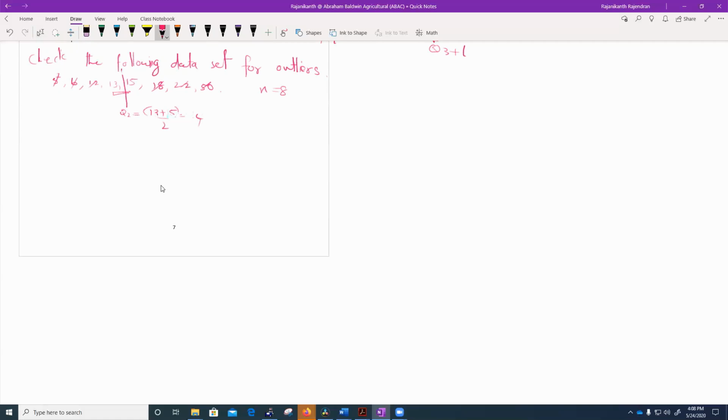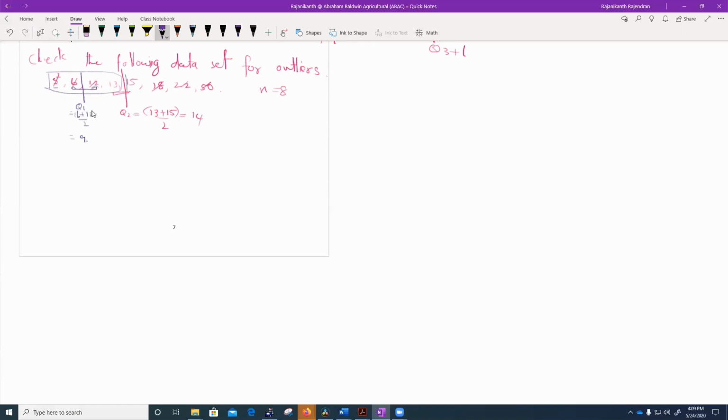Then where's my Q1? Q1 is nothing but the middle point of my first half. This is my first half. So the middle points again. The middle points are now 2 because this side I have 4 data values. Therefore, the middle data values are these two. Therefore, my Q1 is going to be in between these two, right? That is my Q1. Simply the average of 6 and 12, right? That is 9. That is my Q1.